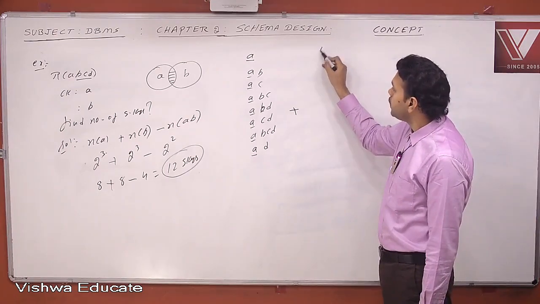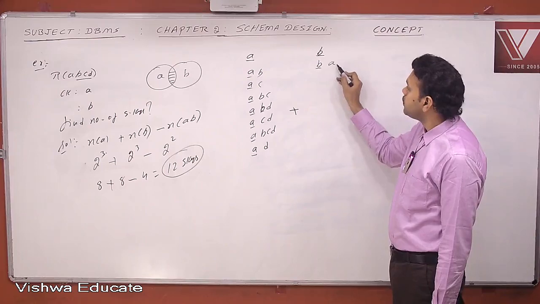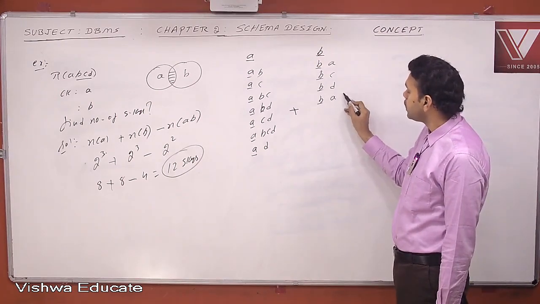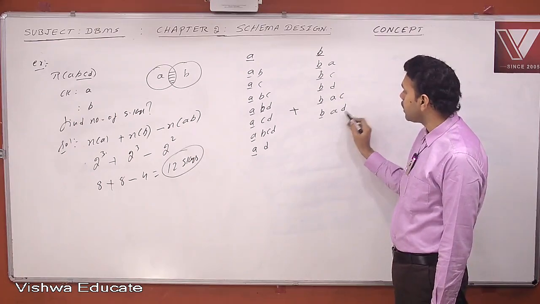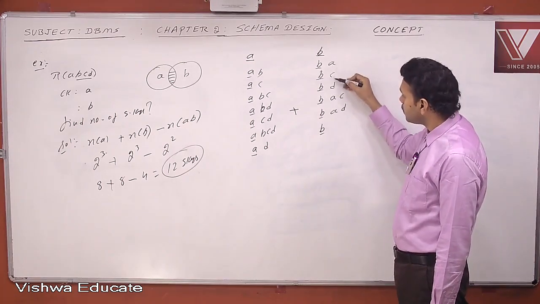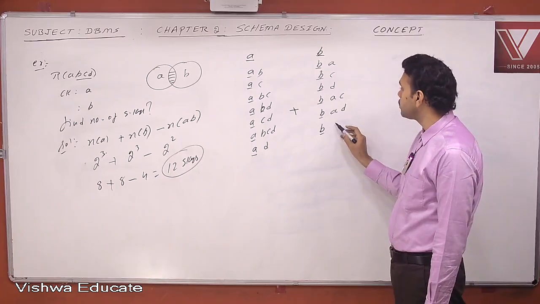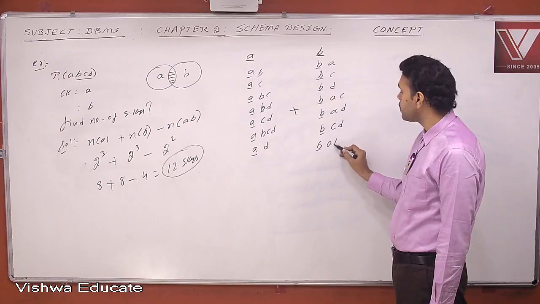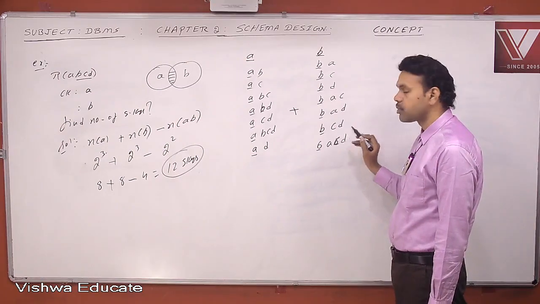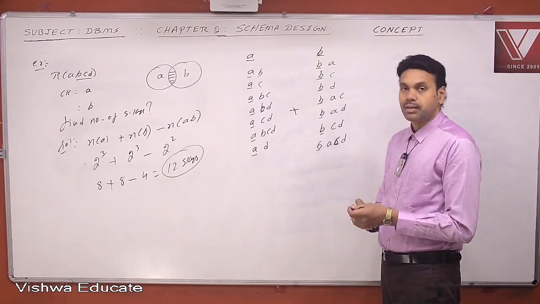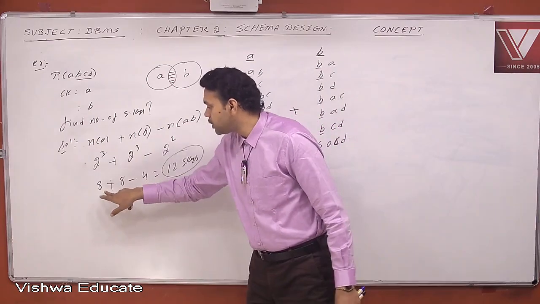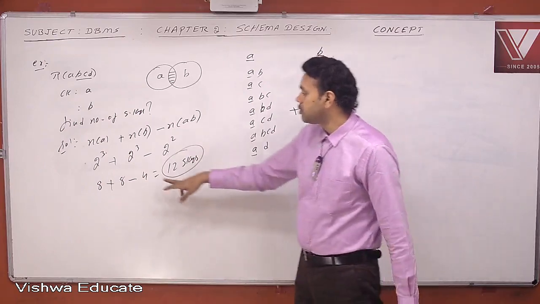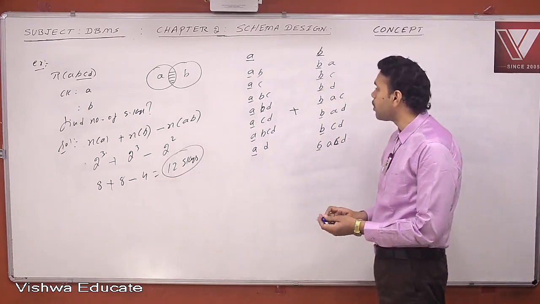And now B common. So B with A, B with C, B with D, B with AC, B with AD. 1, 2, 3, 4, 5, 6, 7. B with CD, B with ABC, ACD. What are common in that? Total 16, 8 and 8, total 16 minus 4. What are the 4 common?